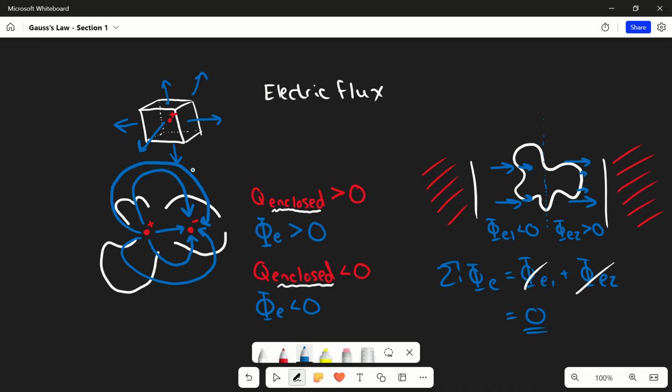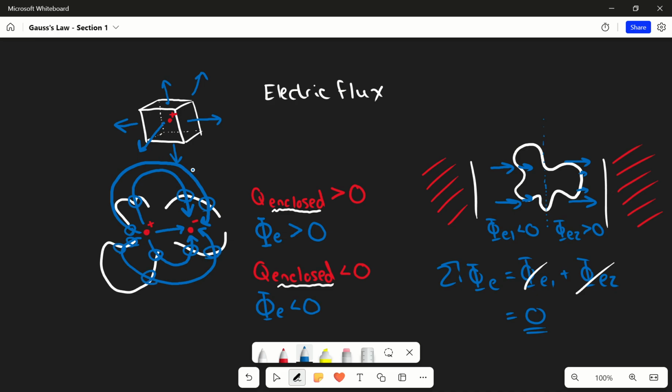So something that you can notice is for every exiting electric field line, it ends up re-entering at some point. See, exits here, re-enters here. This will exit somewhere about here. It'll re-enter here. This exits somewhere around here. Re-enters here, exits again, and then re-enters.